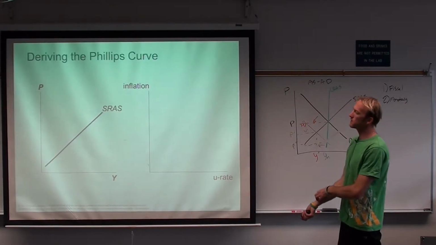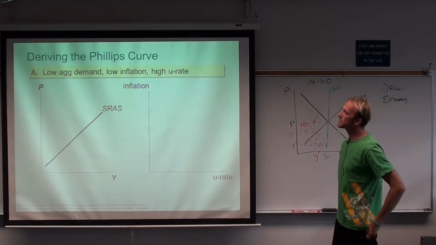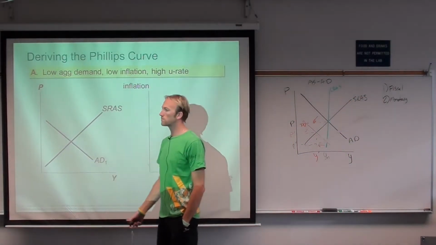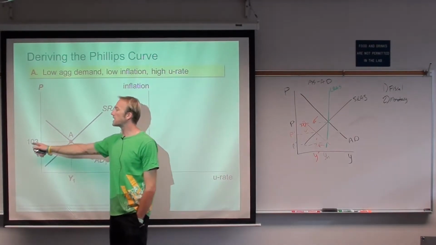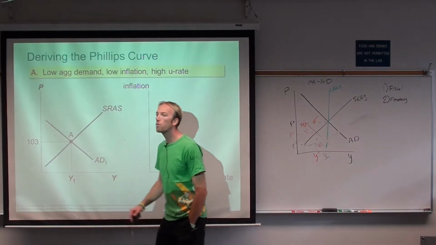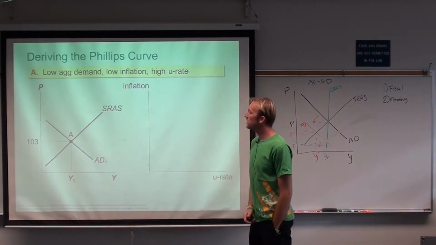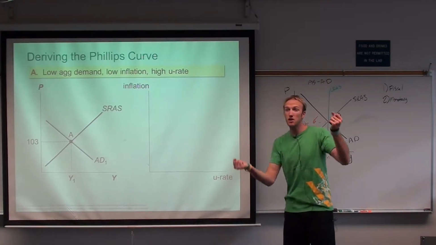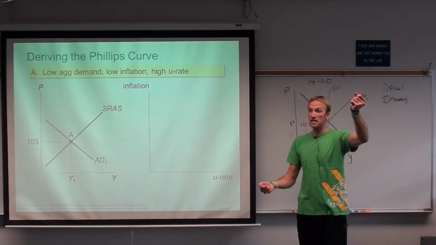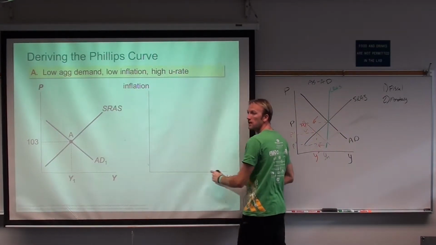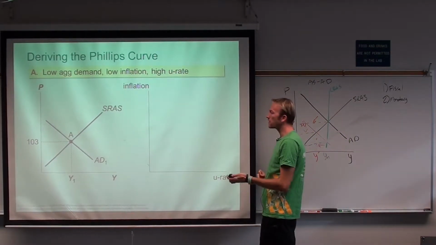There's the SRAS curve, short run aggregate supply, and let's do this first one, low aggregate demand. So the AD curve's really low. So let's say that I have a low price of 103 and I have a low Y, which means that I'm going to go ahead and plot the Phillips curve. Now the Phillips curve is the teeter-totter between what? Inflation and unemployment rate. So that's what I'm going to put on the axes. Inflation and unemployment rate. And I'm going to see how it looks.